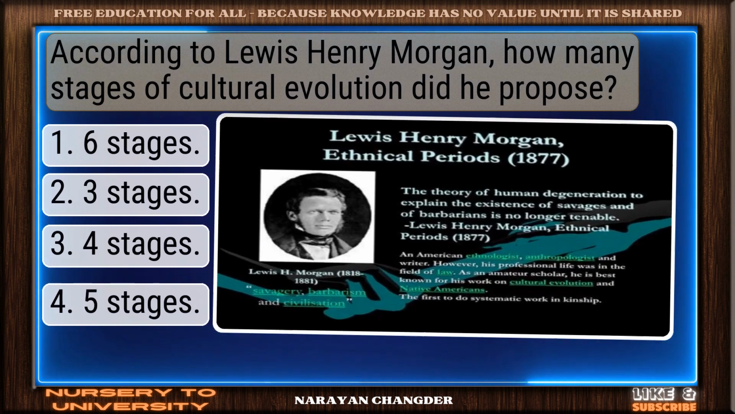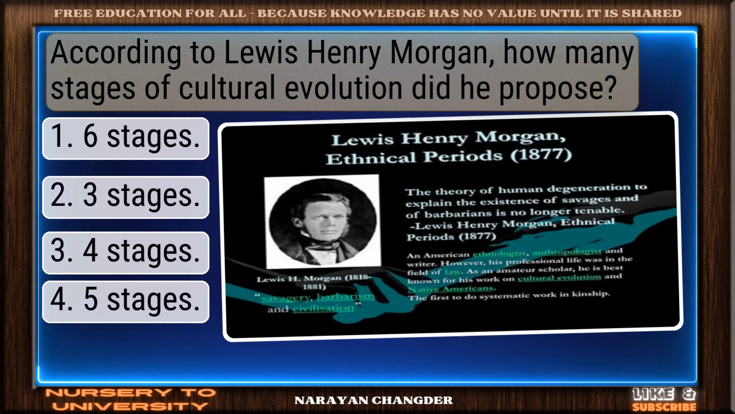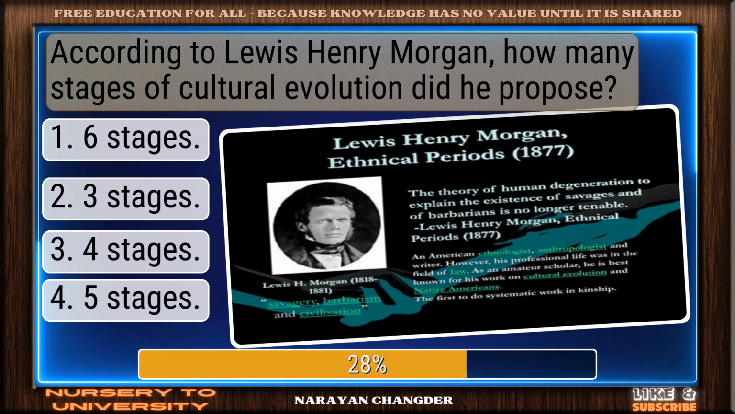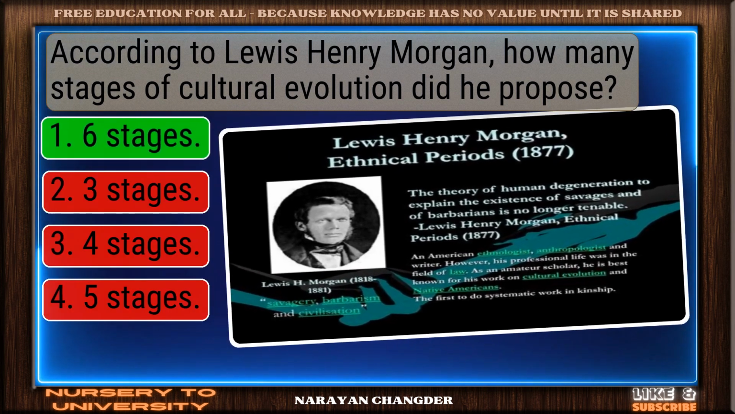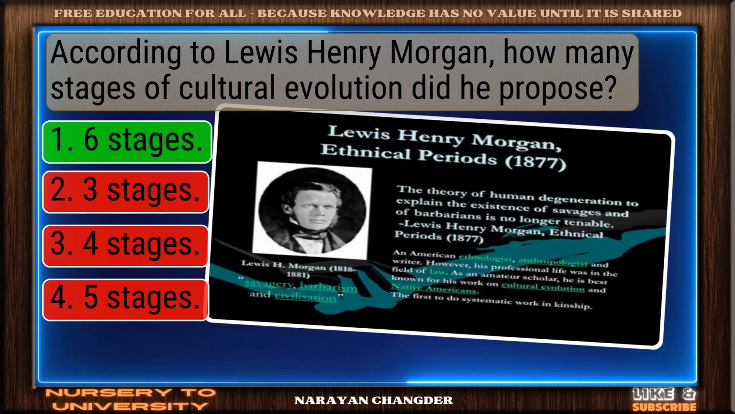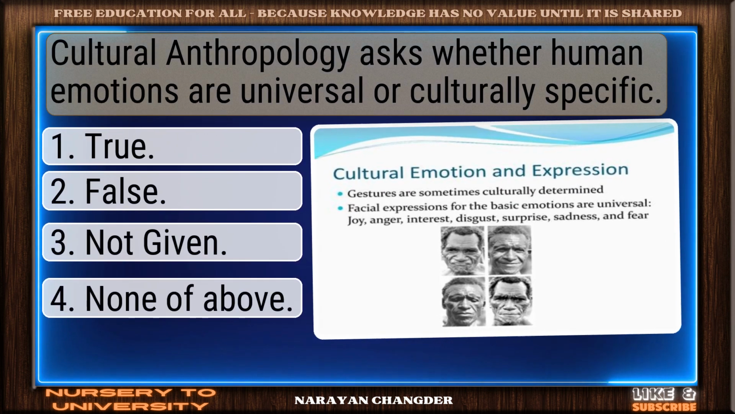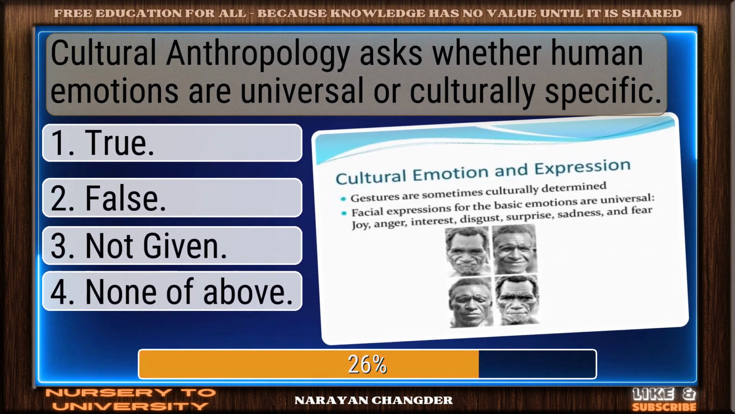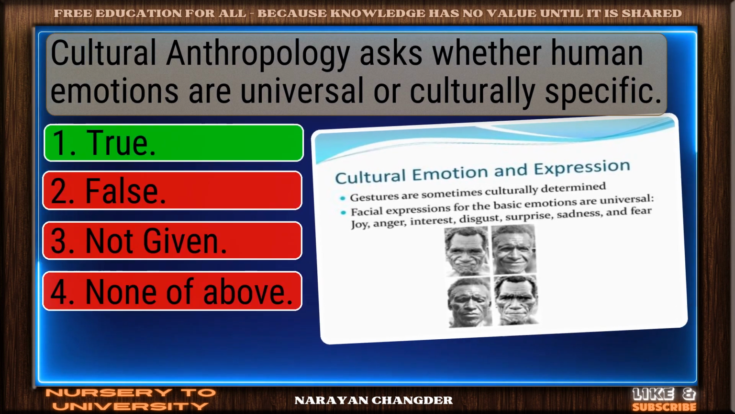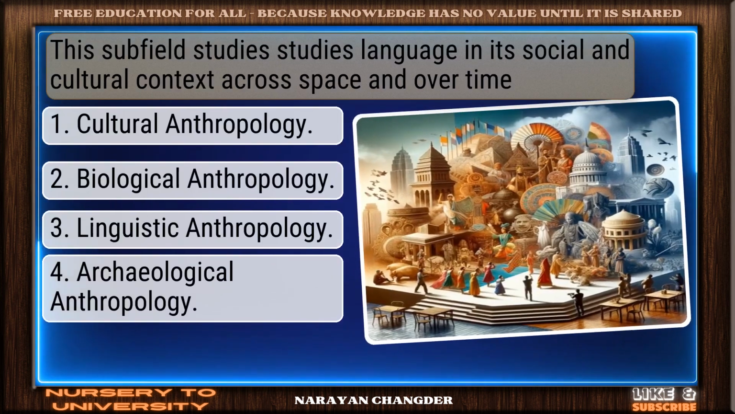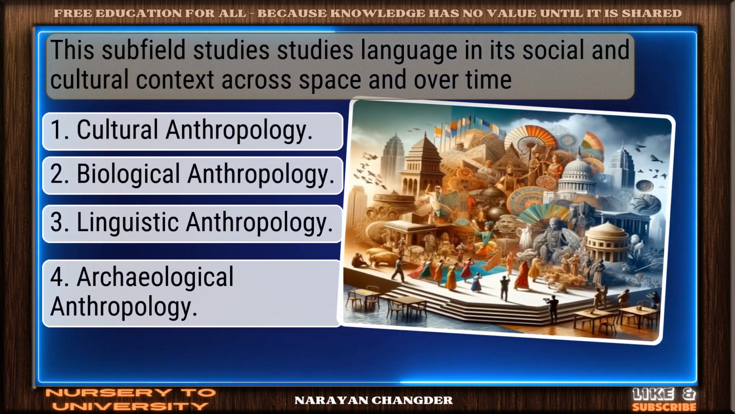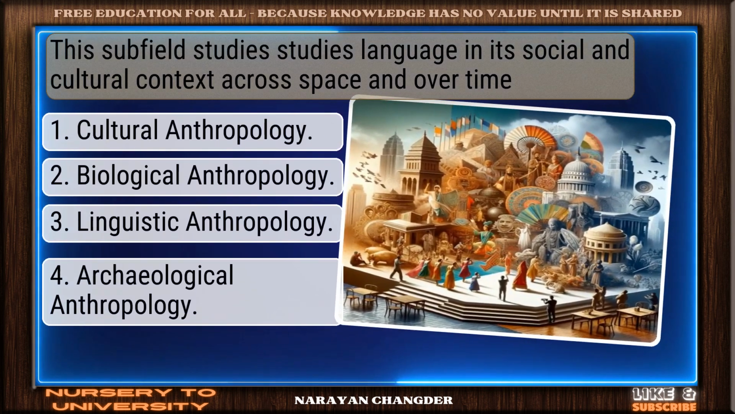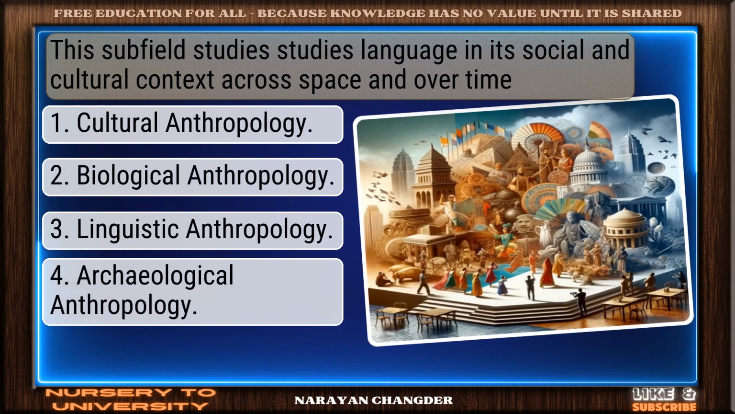According to Lewis Henry Morgan, how many stages of cultural evolution did he propose? Well picked. 6 stages is the correct answer. Cultural anthropology asks whether human emotions are universal or culturally specific. Exactly. True makes sense. This subfield studies language in its social and cultural context across space and over time.